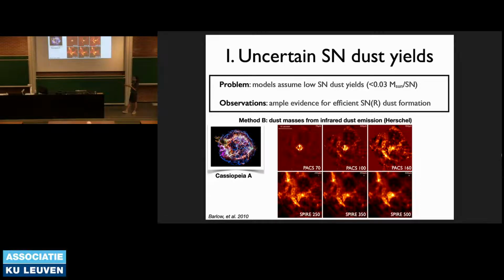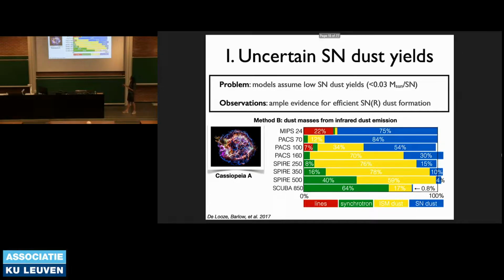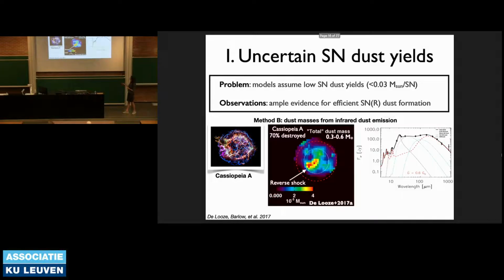So you really want to disentangle these two components, and that's exactly what we've been doing in a paper from 2017. Maybe to show you what we did here is SED modeling. We first subtracted ISM emission, we accounted for some synchrotron emission, and then we modeled the remaining emission, as you can see here, the supernova dust emission. In red here is the ISM dust emission, and then we have three different components in our spectral energy distribution model for three different supernova dust temperatures.